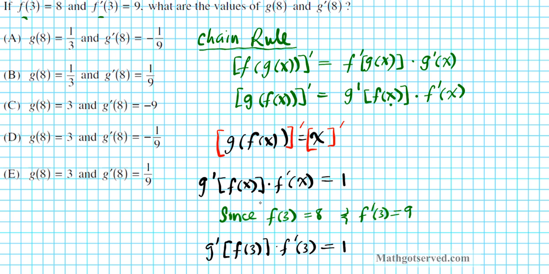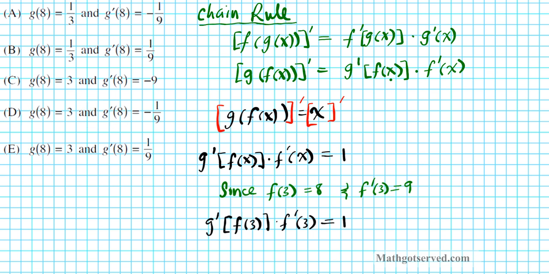How do we know that? Well, the right side of this equation tells us that it's always equal to 1. So regardless of what x is, we'll always have 1. All right? Okay, so f of 3 is 8 and f prime of 3 is 9. We can plug those values in here. So we are going to have g prime of 8 times, instead of f prime of 3, 9, equals 1.